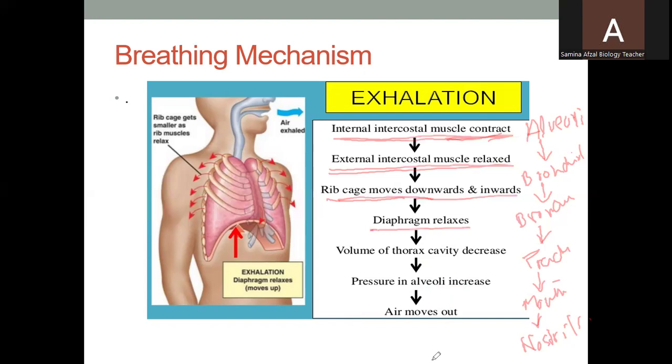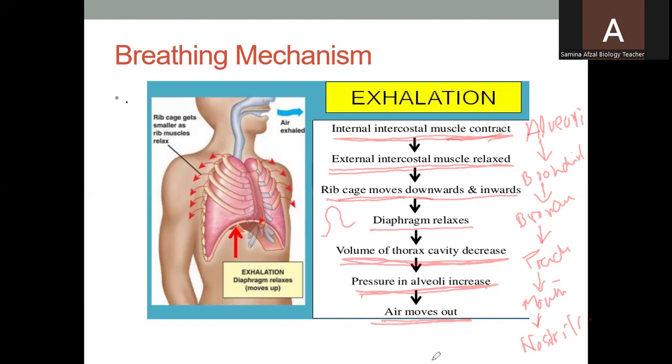The diaphragm will relax, and when it relaxes, it will take a dome shape. Due to its shape, the volume of the thoracic cavity will decrease. If the volume of the thoracic cavity is decreased, less air can remain inside, so air will be pushed out. Pressure in the alveoli increases, and the air has to move towards the side where there is low pressure. So air moves out of the nostrils, out of the body.